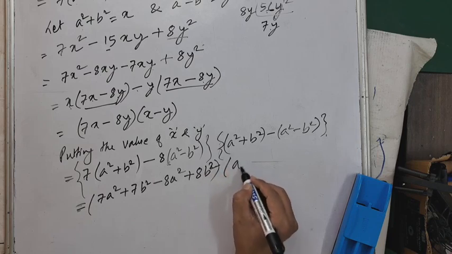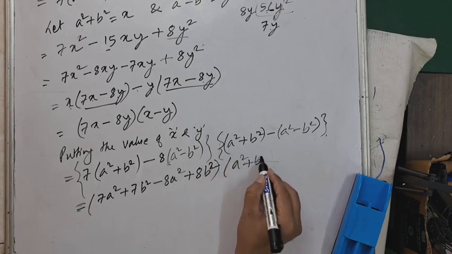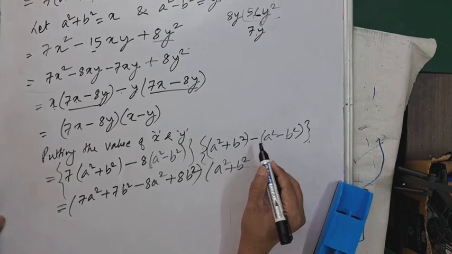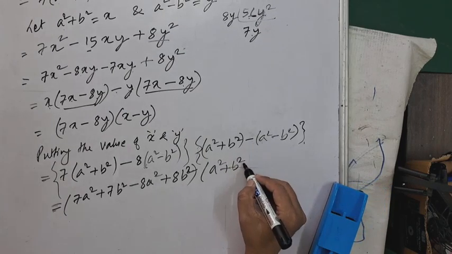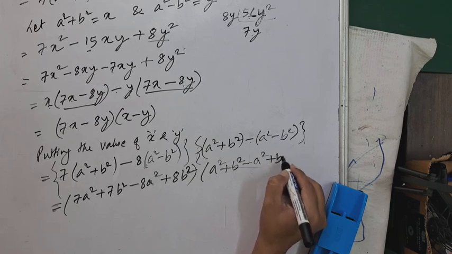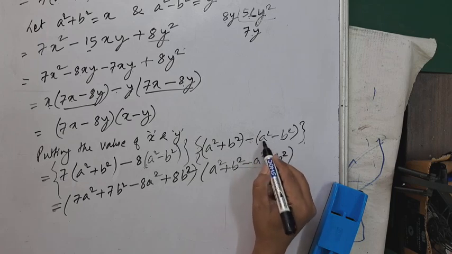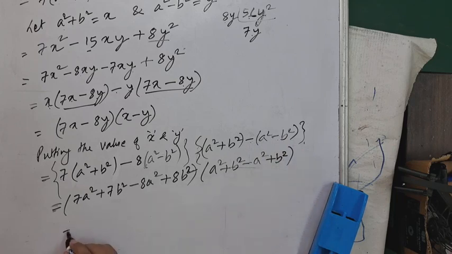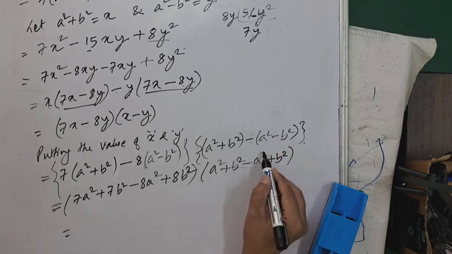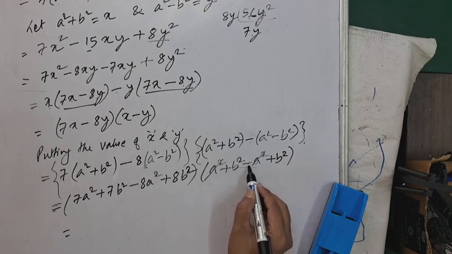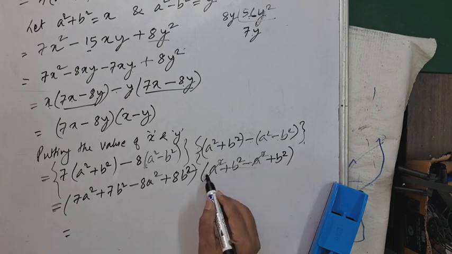Again this a square plus b square I write as it is. Minus into plus a square is minus a square. Again minus into minus b square is plus b square, isn't it? This minus a square and this plus a square cancel out.